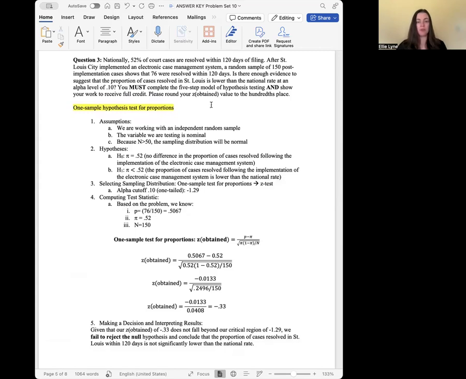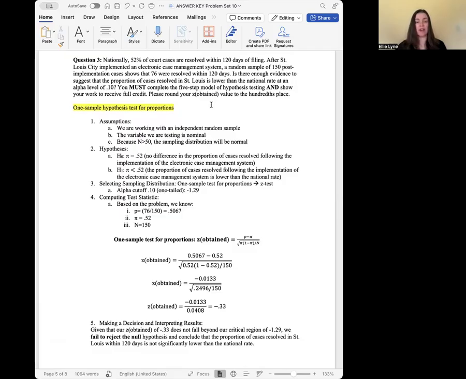Nationally, 52% of court cases are resolved within 120 days of filing. After St. Louis City implemented an electronic case management system, a random sample of 150 post-implementation cases shows that 76 were resolved within 120 days. Is there enough evidence to suggest that the proportion of cases resolved in St. Louis is lower than the national rate at an alpha level of 0.10?